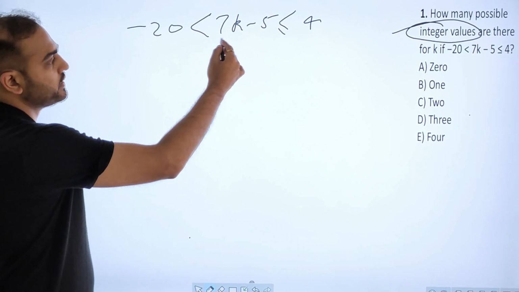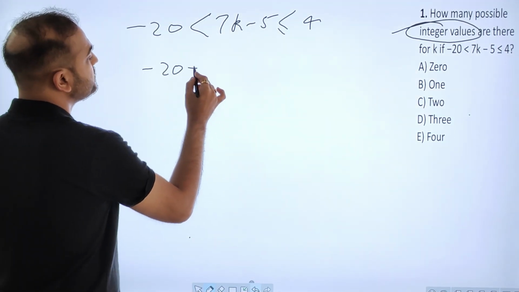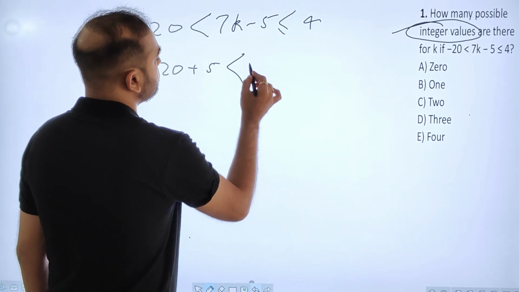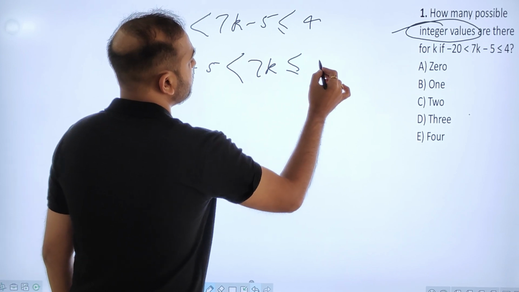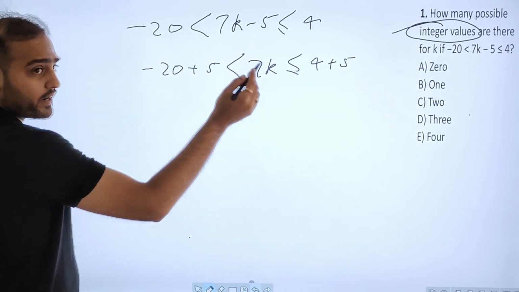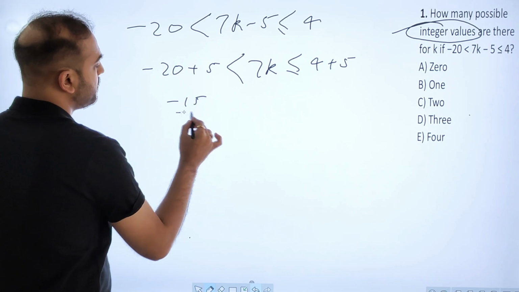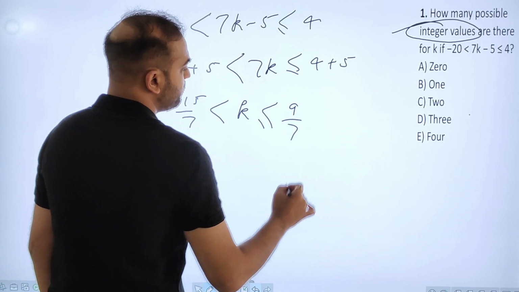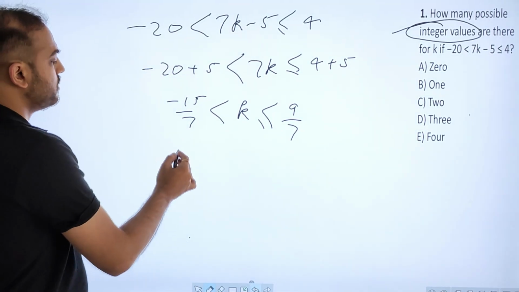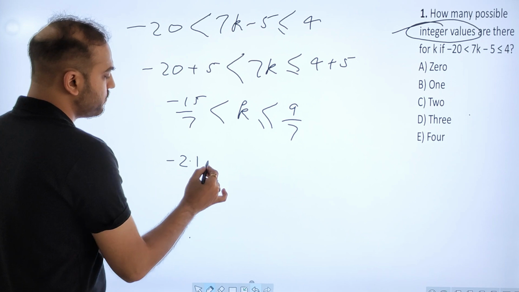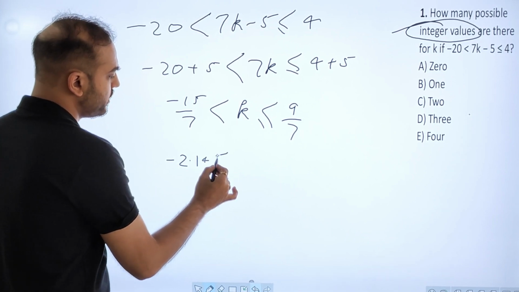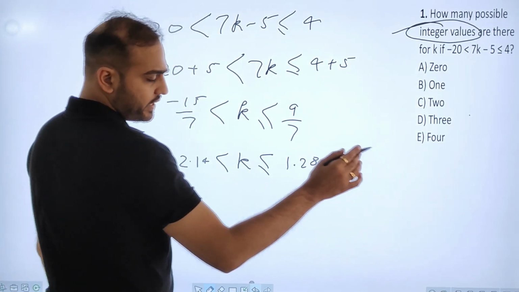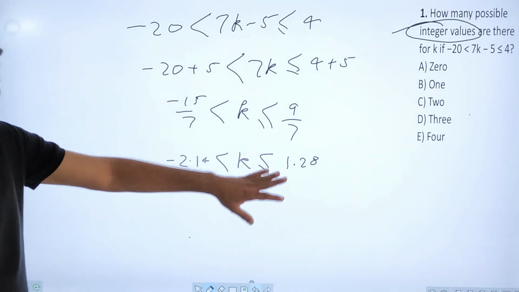Multiple inequalities. Let me add 5 on each side. So 7k is between -15 and 4 + 5, that is 9. Divide by 7 on each side: -15/7 less than k less than or equal to 9/7. This is about -2.14, and this is about 1.2, roughly. It may not be exact.